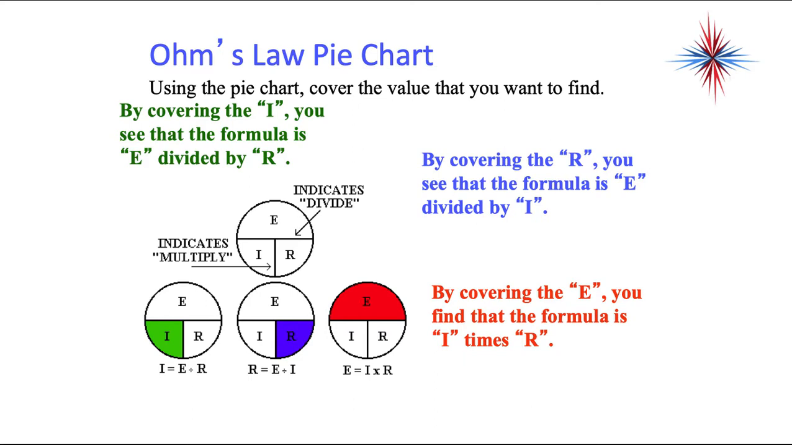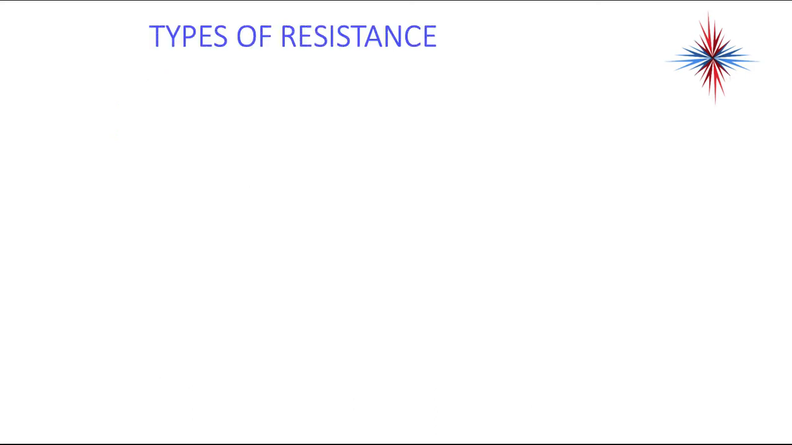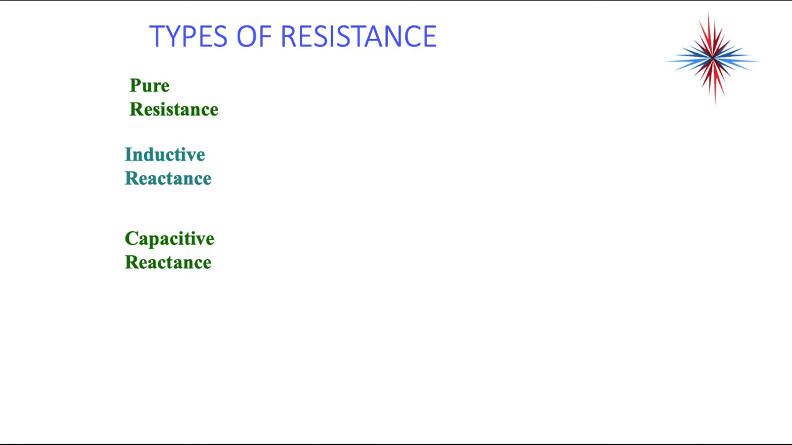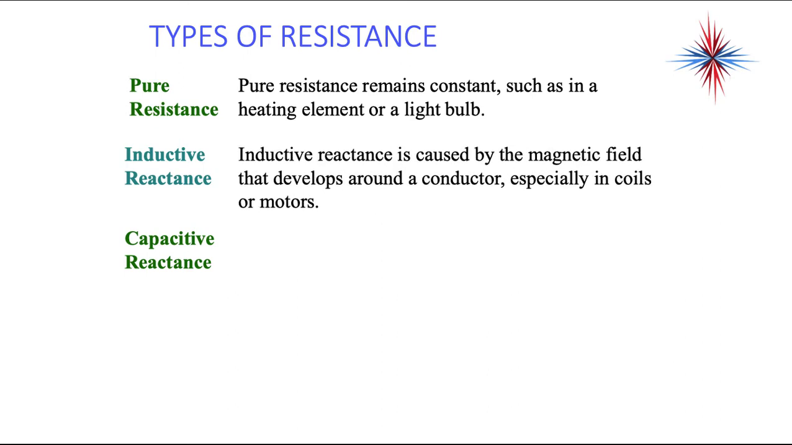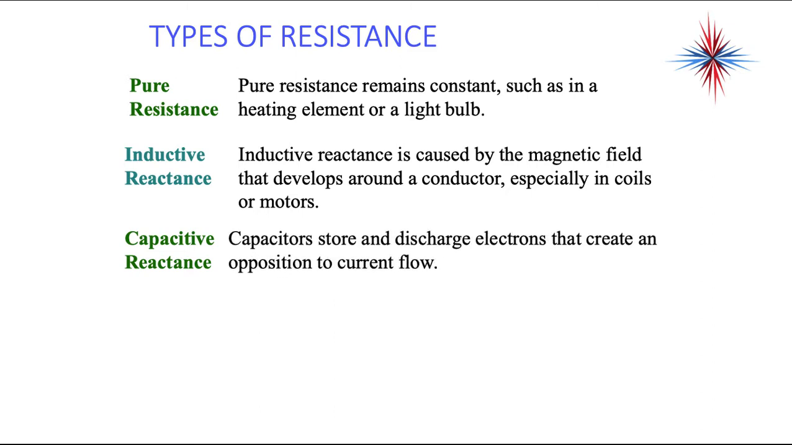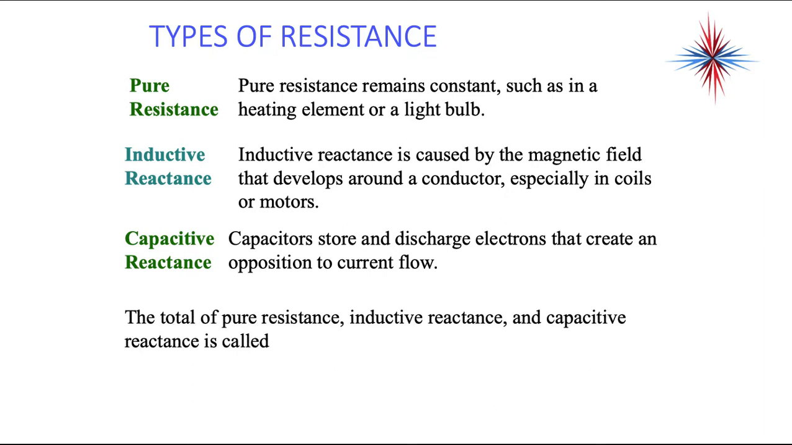Now, you're going to work a lot more with Ohm's law, but one of the things we have to realize is that there are several types of resistance. We have pure resistance, we have inductive reactance, and we have capacitive reactance. Pure resistance remains constant, such as in a heating element or an incandescent light bulb. Inductive reactance is caused by the magnetic field that develops around a conductor, especially in coils or motors. Capacitive reactance goes along with capacitors that store and discharge electrons, which create opposition to current flow. The total of pure resistance, inductive reactance, and capacitive reactance is called impedance.